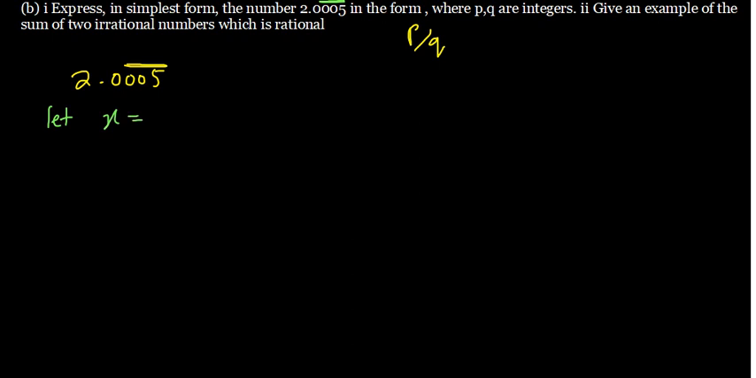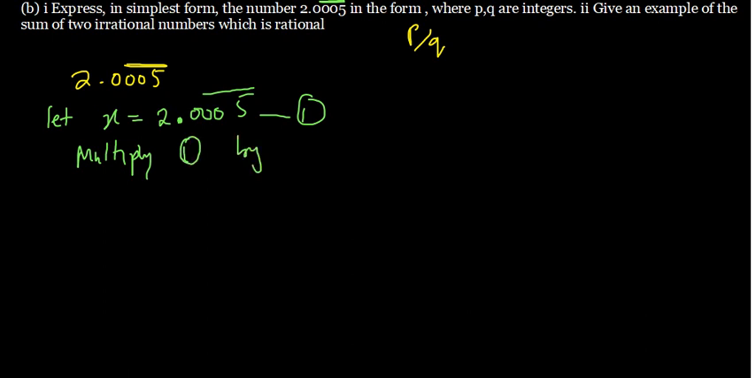So let x be equal to 2.0005. Take note of where the point is starting. This is going to be equation 1. Then make sure that the decimal is in front of the repeating number. So I'm going to multiply equation 1 by 10 because we only have one number before the decimal.